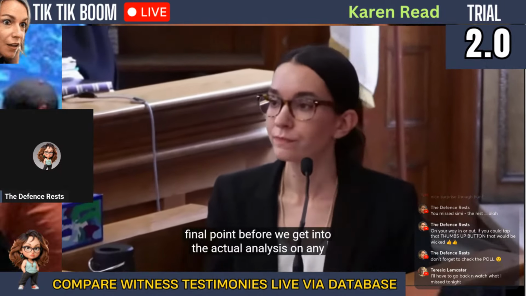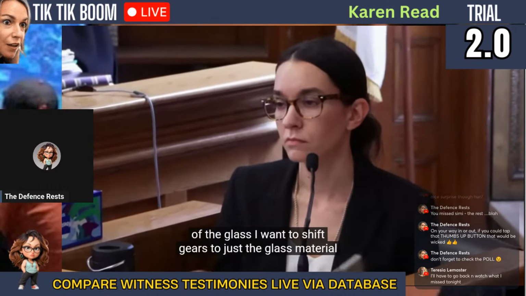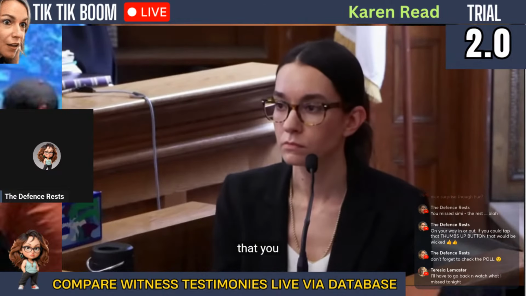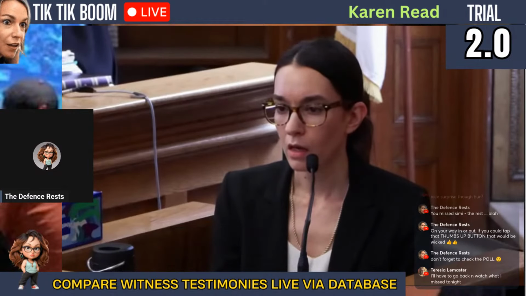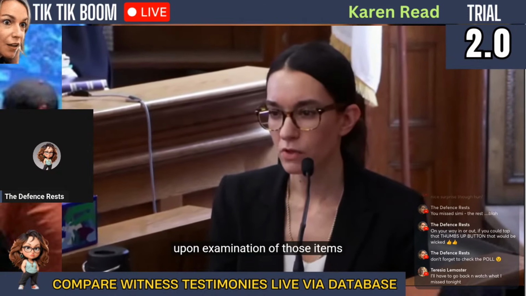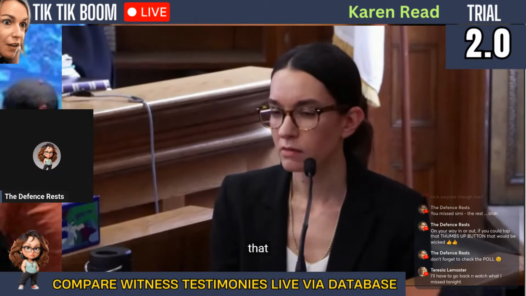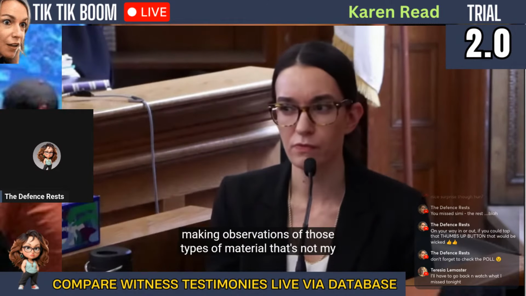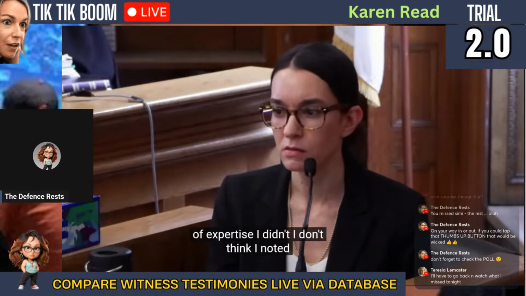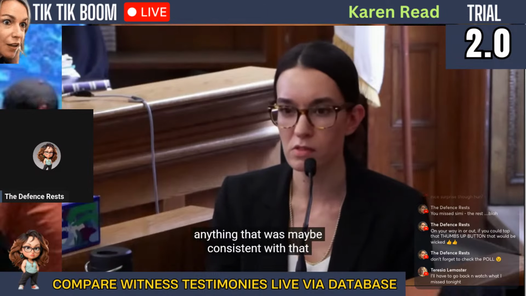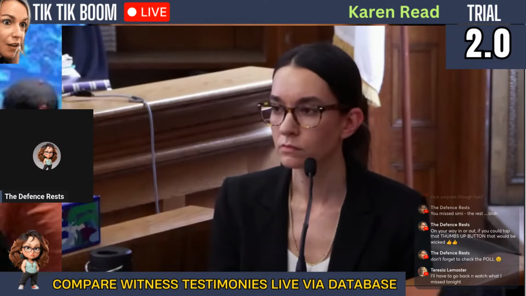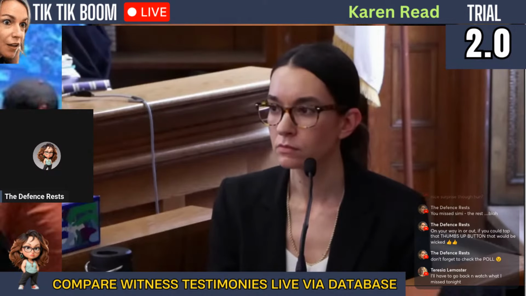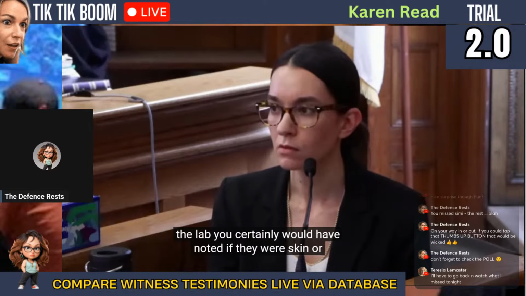Final point before we get into the actual analysis. I want to shift gears to just the glass material that you analyzed and inspected. You saw no blood, no skin, no biological material, no tissue, human tissue or otherwise, on any of those pieces that you inspected, did you? Upon examination of those items, making observations of those types of material, that's not my area of expertise. I don't think I noted anything that was maybe consistent with that. So in other words, even though you're not in the bio material expert section of the lab, you certainly would have noted if there was skin or biological material or obvious blood on glass pieces.